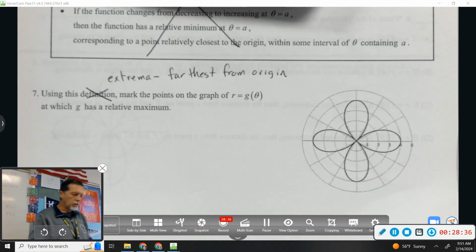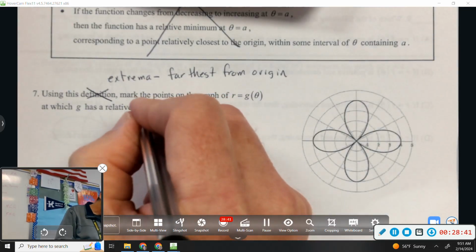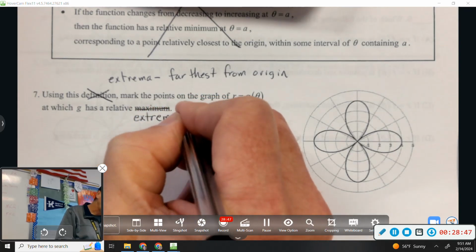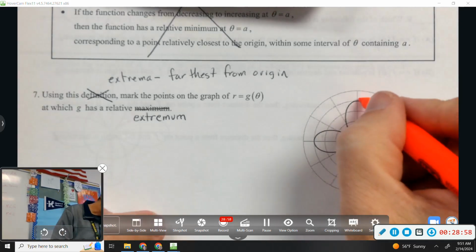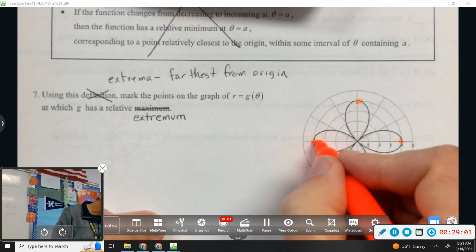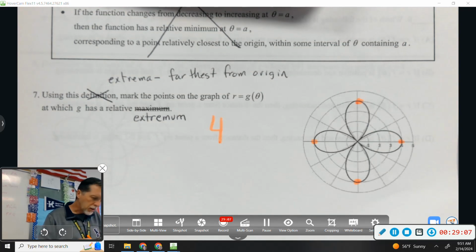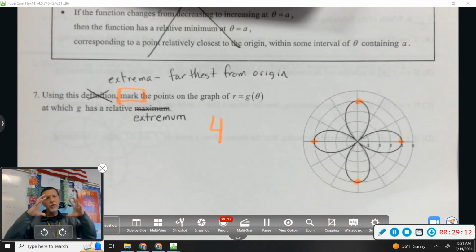So let's mark the points on this graph that have a relative, and again I'm going to mark out the word maximum and just say a relative extremum. Maybe I'll explain why in a moment. So how many farthest out points are there? 4. Mark the points on the graph. Oh, I didn't ask how many. He just said mark the points on the graph. So those farthest out points, those extreme points, are those 4 outermost parts of the petals.